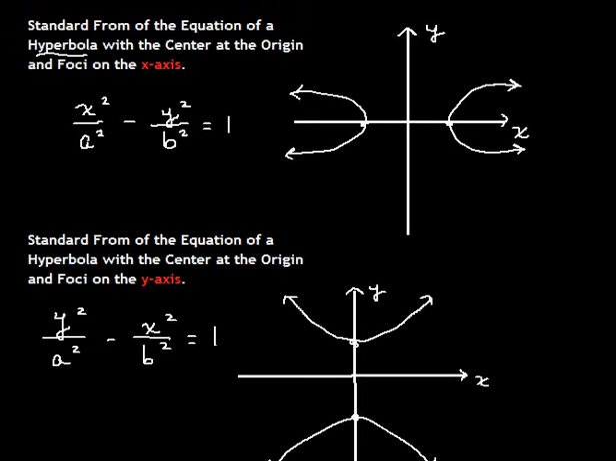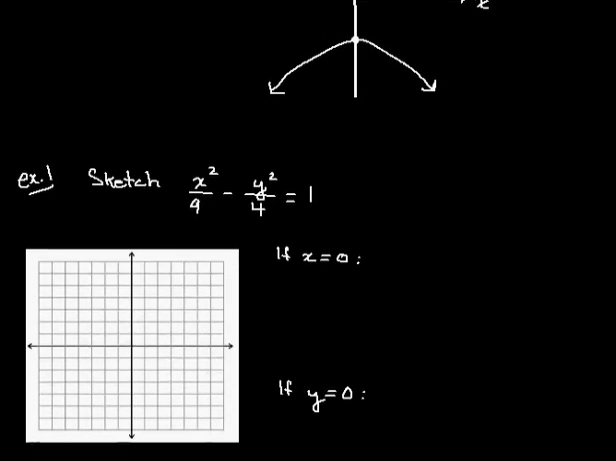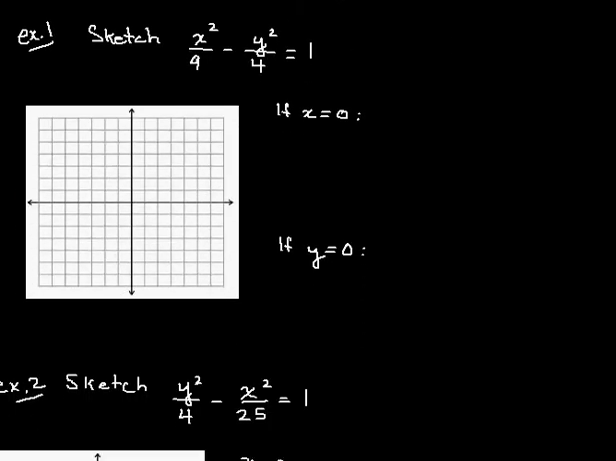The other form is with the foci on the y-axis, and that one would have the y squared come first, and then the x squared. So we're going to graph these things. They're very easy to graph. Let's look at an example of one.